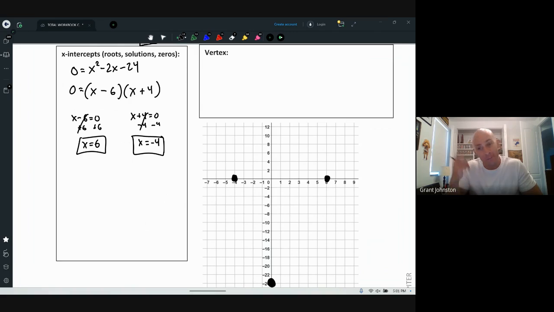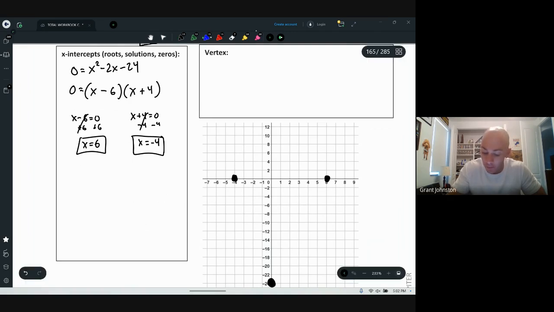Now, if you're thinking ahead like I am, I kind of already know where the axis of symmetry is going to be. It's going to be in the middle of these roots, right? Now I'm going to erase that line because I don't want to give it away, even though I kind of did. I want to show you how you find it with the formula.